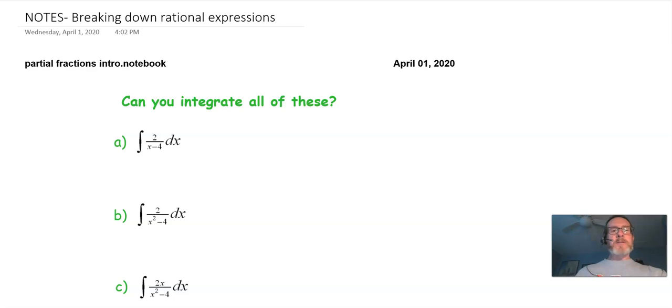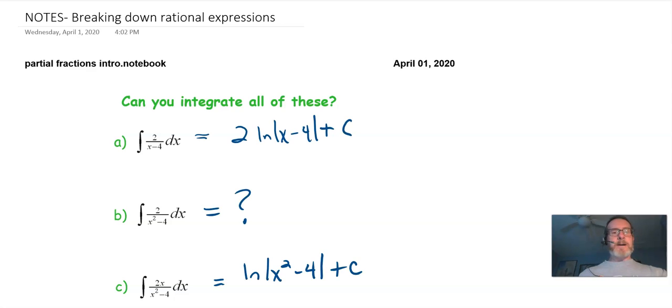So the notes are talking about breaking down rational expressions, but I actually do want to start with three problems that are integrals, but we may not know how to do them all just yet. So I'm actually going to pause the video for a second and have you look at these three problems and see if you can tell me which, if any of these, can integrate, and if so, can you come up with the antiderivative?